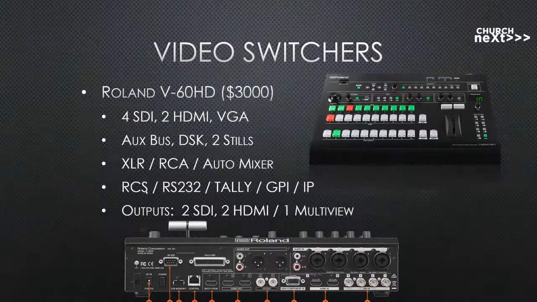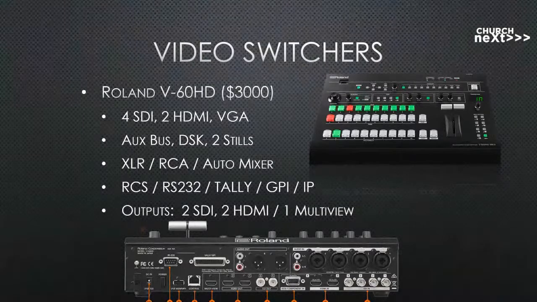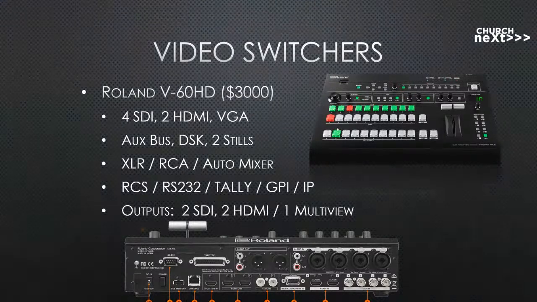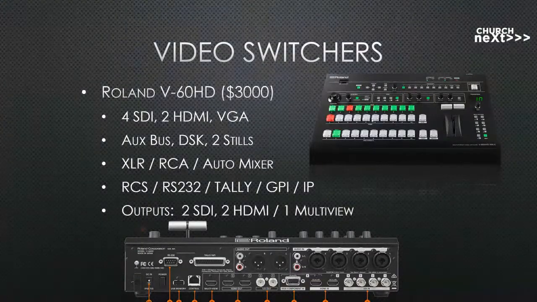It does have control software. It can be controlled with RS-232. It has tally, preview, and program. It can also be connected via IP. So for tallies and control, it can be IP. It has 2 SDI outputs, 2 HDMI outputs. So it means it has an aux bus, and it has a multi-viewer. And on this particular switcher, like a lot of them, we have a preview row on the bottom and a program row on the top.